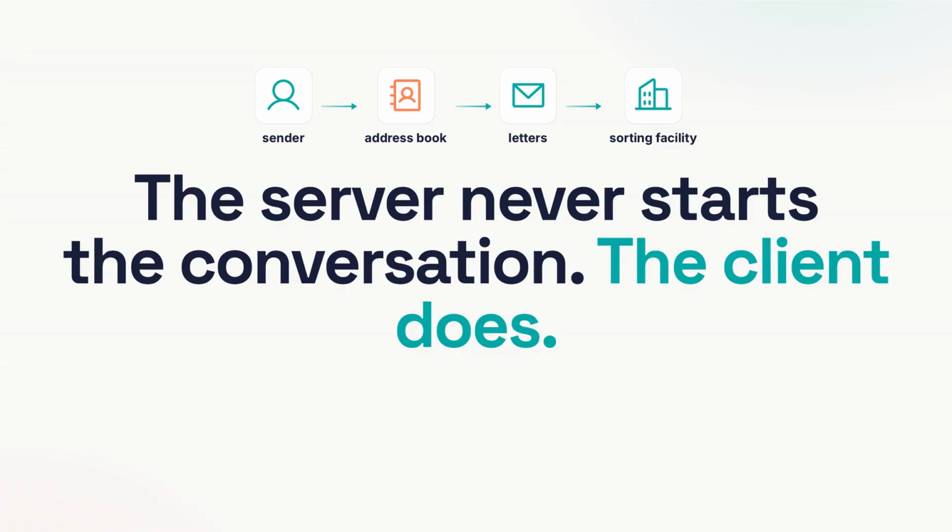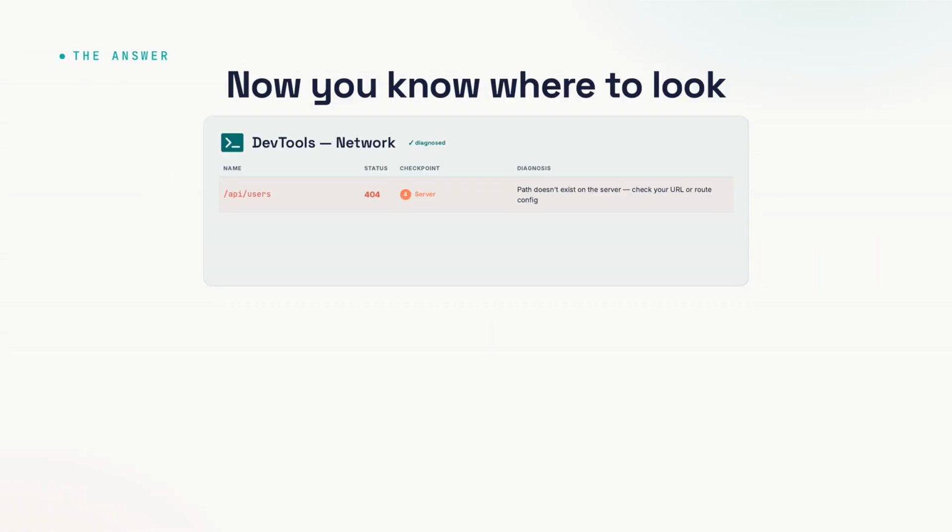Remember the 3 red lines from the start? Read them now. The 404 failed at step 4, the server, the path doesn't exist. Check your URL or your route config. The 500, also step 4, but different. The request arrived, the server tried to handle it, and it crashed. Check your backend logs. And the CORS error, that's step 5, the response.